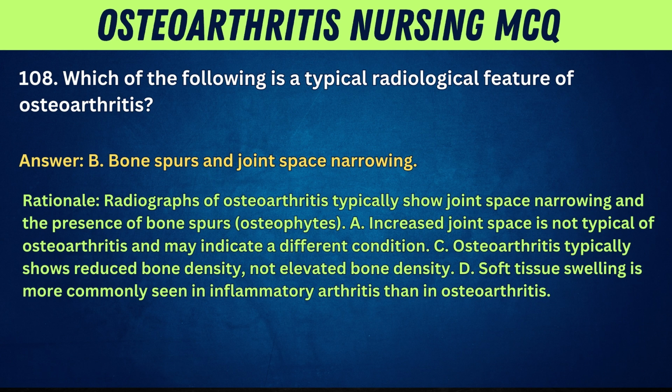A. Increased joint space is not typical of osteoarthritis and may indicate a different condition. C. Osteoarthritis typically shows reduced bone density, not elevated bone density. D. Soft tissue swelling is more commonly seen in inflammatory arthritis than in osteoarthritis.